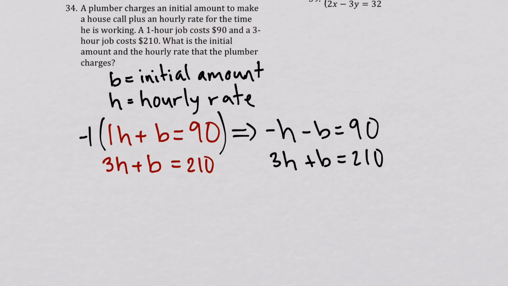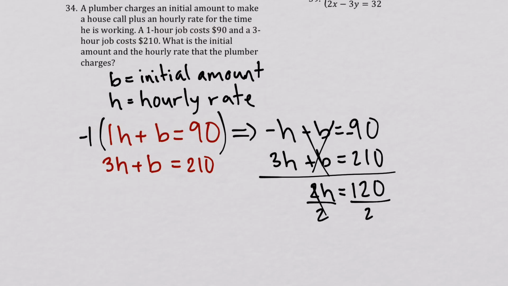Oh, I made a mistake. -1H minus B equals -90. That was a rookie mistake that people make, and I just made it. You got to make sure you multiply the -1 times every single term in your equation. All right, so here we go. The negative B and the positive B cancel. The negative H and the 3H makes 2H. -90 plus 210 is 120. Divide by 2, and there you have it.